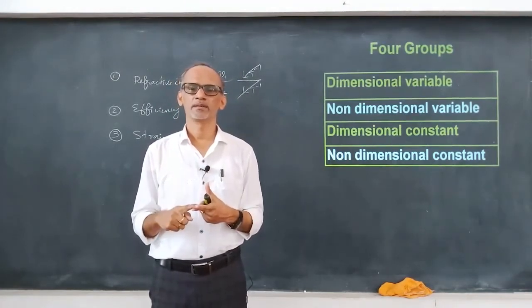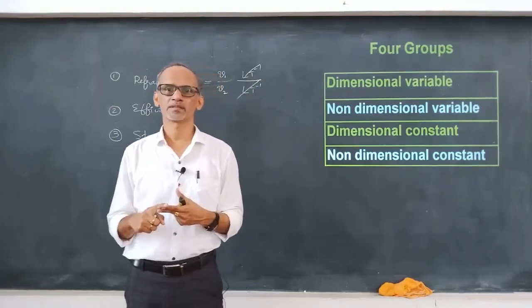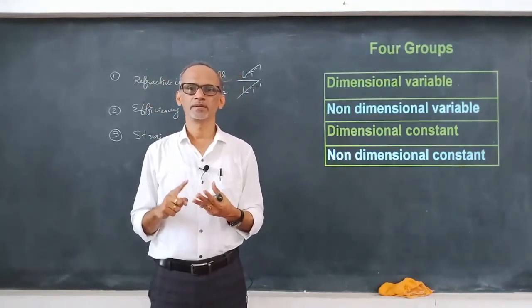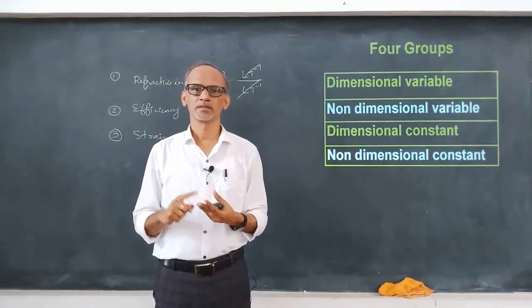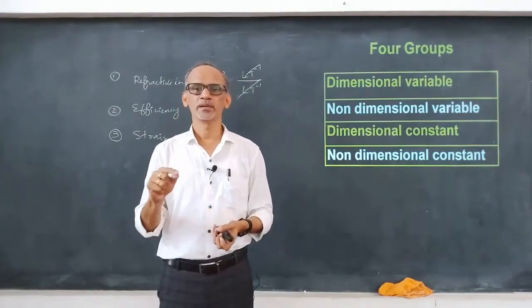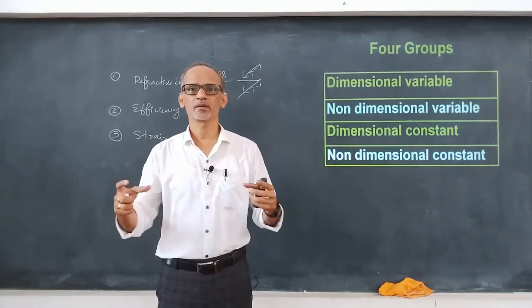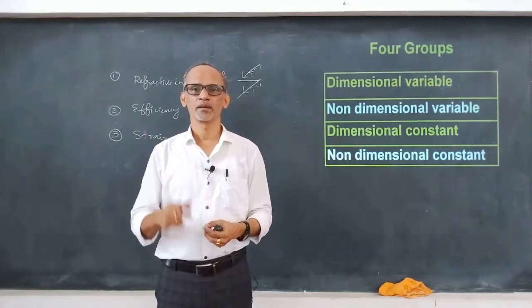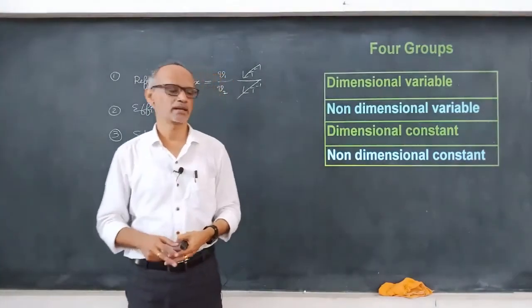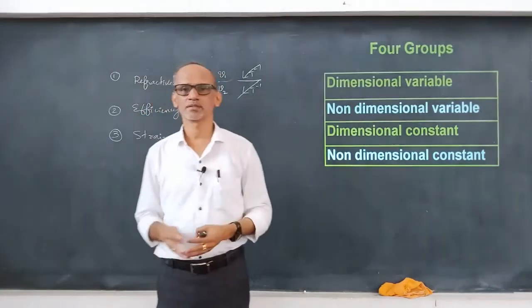Then we have gas constant, Planck's constant, Stefan's constant, Rydberg constant, speed of light in vacuum, which is small letter c, 3 into 10 to the power 8 meter per second. So these are all constant values. Hope you have understood. I have given enough examples for dimensional constant.